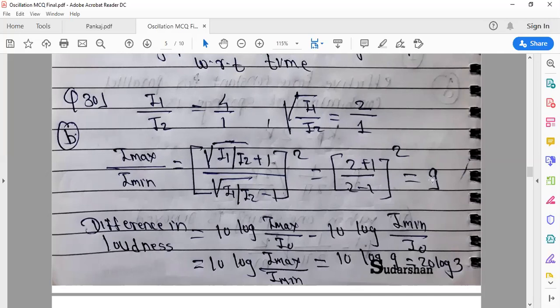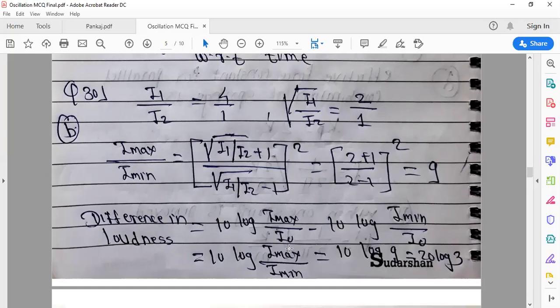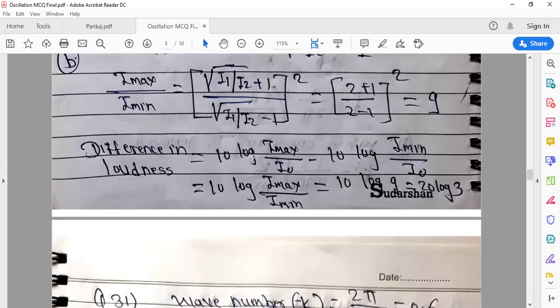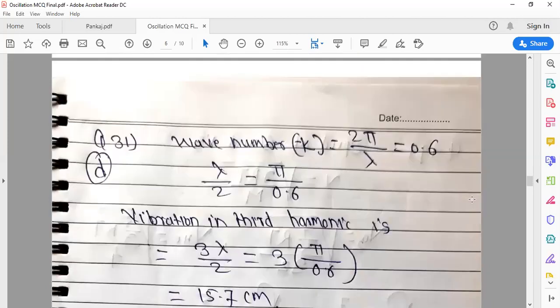So finally we get it is 3 square. It is 9. Difference in the loudness. So the equation of loudness is 10 log of I max upon I naught for the maximum loudness, and similarly for the minimum loudness. By using the law of log, we get 10 log of I max upon I minimum, and I max upon I minimum is 9. So log of 9 is 2 into log of 3. So it is 20 log of 3. So the correct option for question number 30 is option number B.